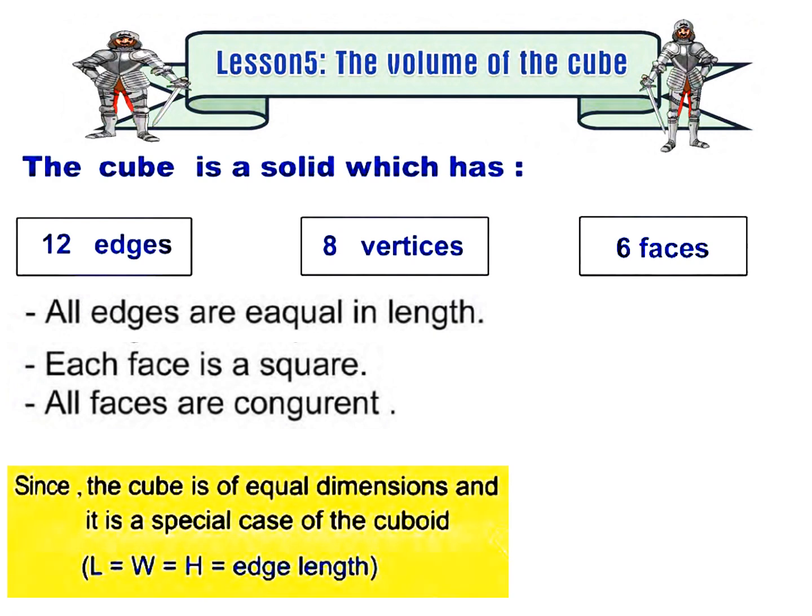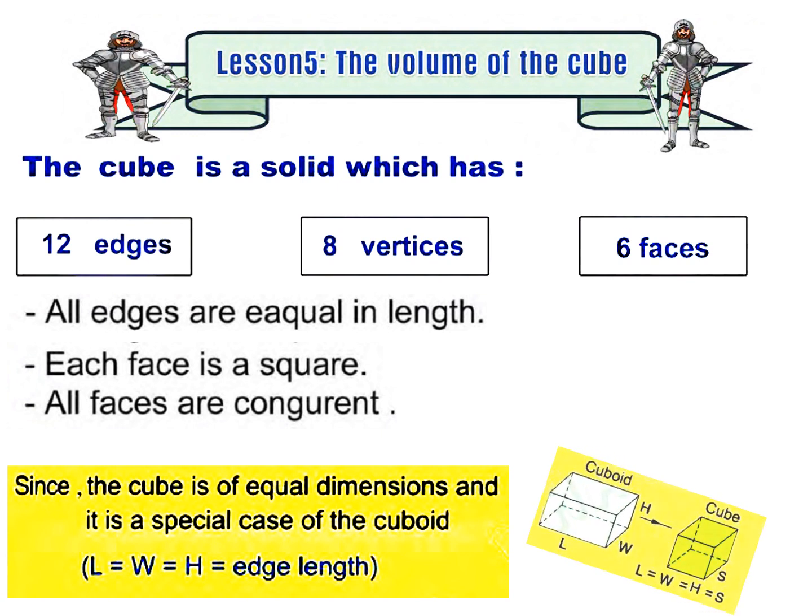Since the cube has equal dimensions, it is a special case of the cuboid. But in the cuboid, the dimensions are not equal in length. So length equals width equals height, called the edge length. The cuboid's dimensions are not equal in length, but the dimensions in the cube are equal in length. The 3 dimensions are called the edge length.